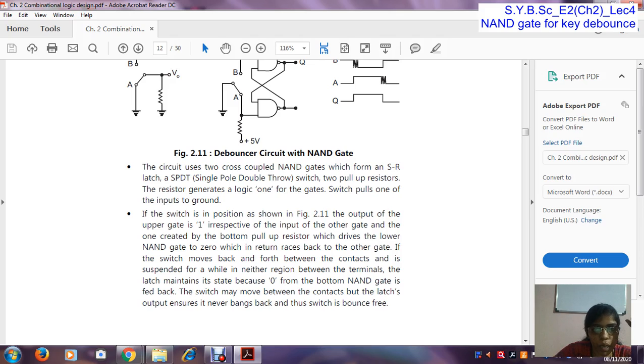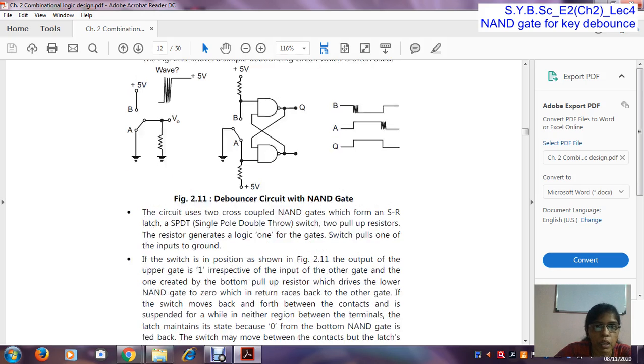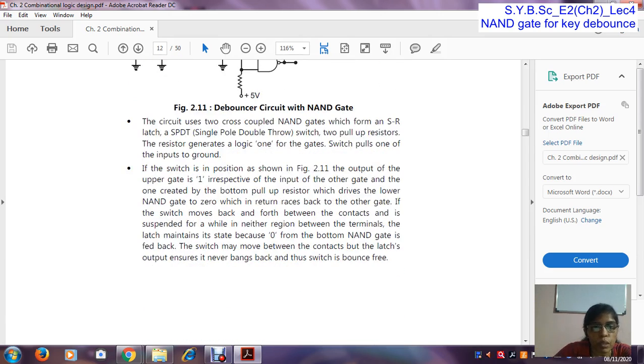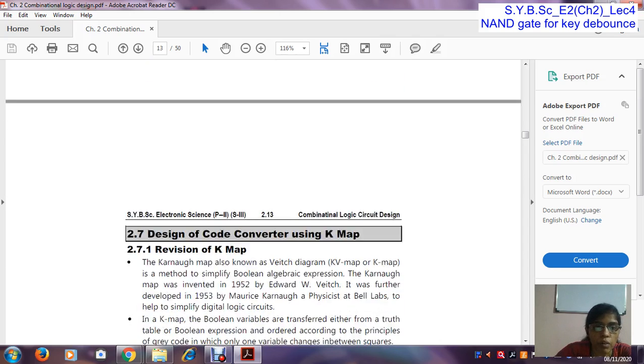Which returns back to the other NAND gate. So here we get the output of the second NAND gate as 0, which is connected to the input of the first NAND gate. So if the switch moves back and forth between the contacts and is suspended for a while in neither region between the terminals, the latch maintains the state because the 0 from the bottom NAND gate is fed back. Here we get the output 0, then it is fed back to the input of the first NAND gate. Okay. So the switch may move between contacts, but the latch output ensures it never bounces back. So the switch is bounce free.